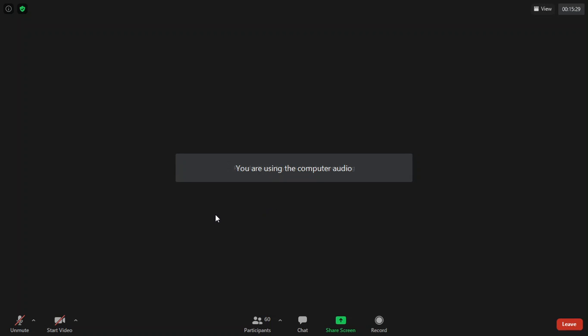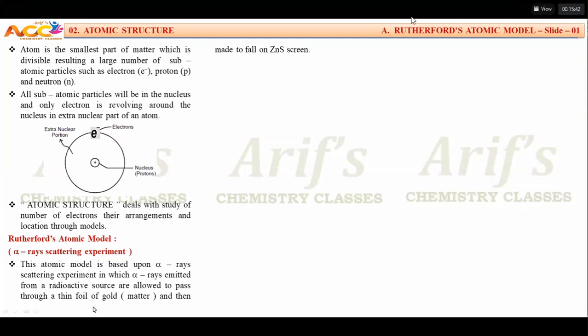Therefore we should honor that yes, he has taken a thin gold foil. This atomic model is based upon the alpha rays scattering experiment, in which alpha rays emitted from a radioactive source are allowed to pass through a thin foil of gold matter, right? And then made to fall on a zinc sulfide screen, because you can count the number of scintillations, you can count the position of scintillation.